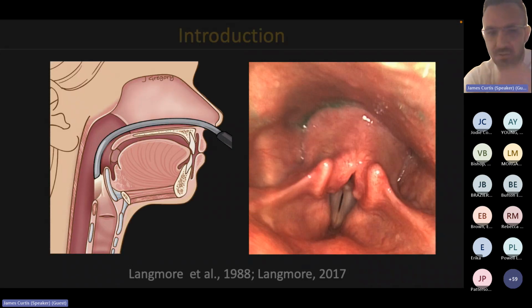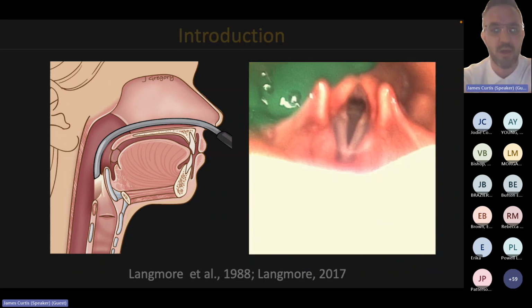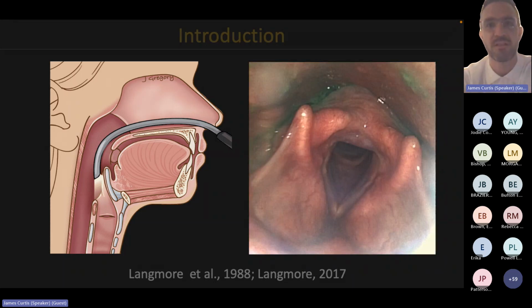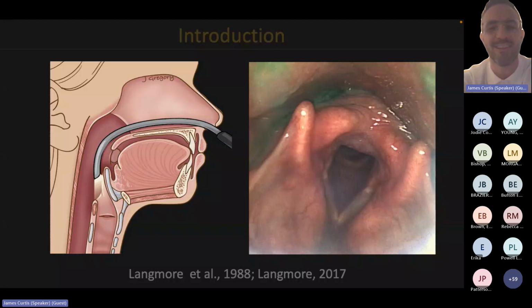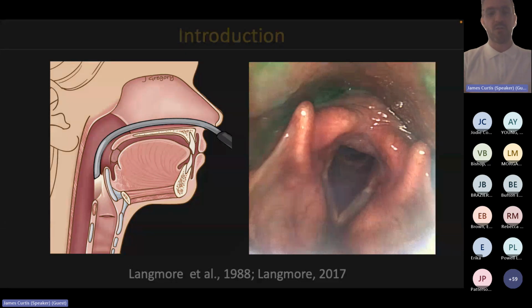So, as we all know, flexible endoscopic evaluation of swallowing, or FEES, was originally published in 1988 by Dr. Susan Langmore and colleagues, and has really exploded in terms of its clinical use over these 30 to 40 years. We know it's a procedure where we use a flexible endoscope that goes through the nose to view the pharynx, larynx, and subglottis before, during, and after swallowing.